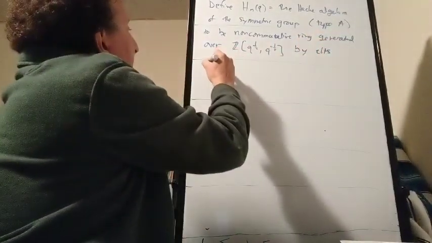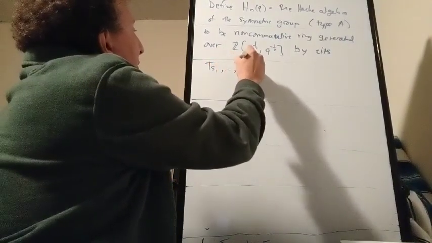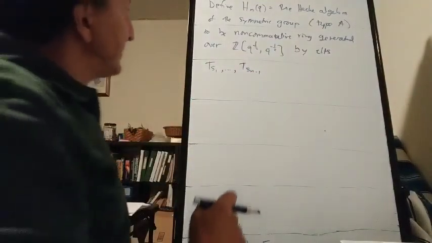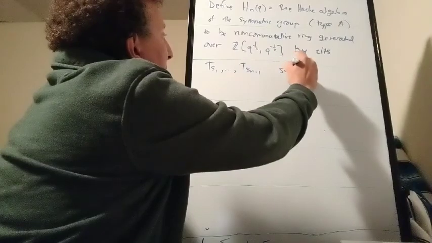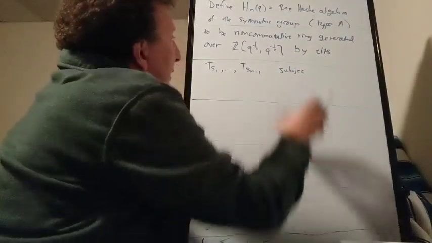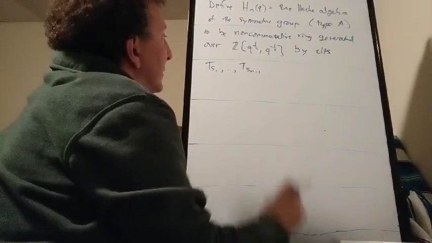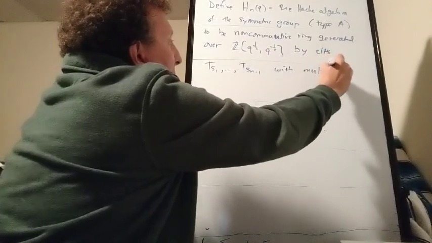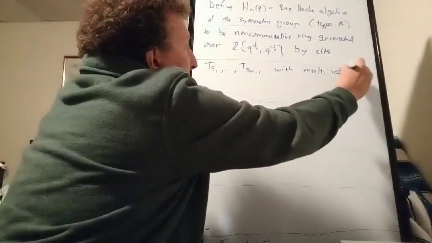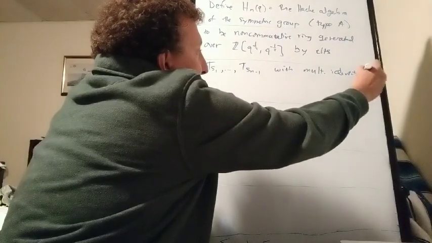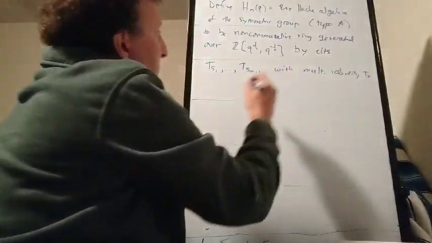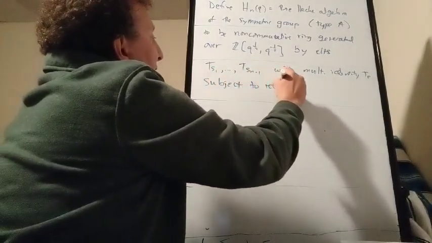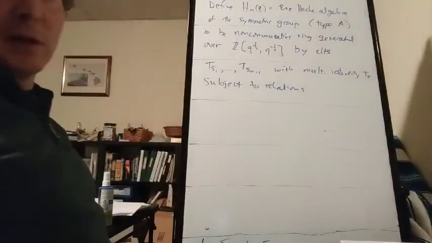By elements T_{s_1} through T_{s_{n-1}}. So the indices here are generators of the symmetric group. And I'm going to write the identity element as T_e, T sub the symmetric group identity element, subject to relations that look a lot like the relations of the symmetric group.